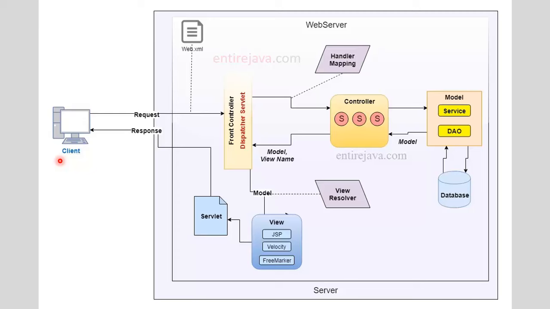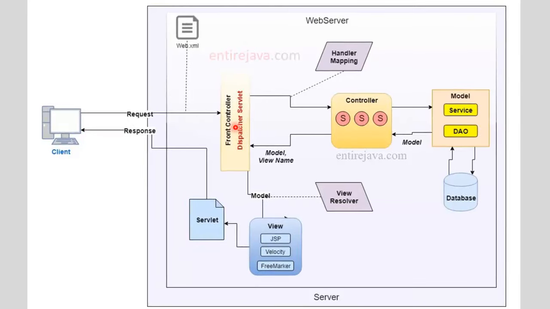Okay, let us try to understand Spring MVC architecture. Spring MVC architecture is nothing different from a traditional MVC architecture, but the only difference is we now have a so-called front controller, or in the case of Spring, the dispatcher servlet.